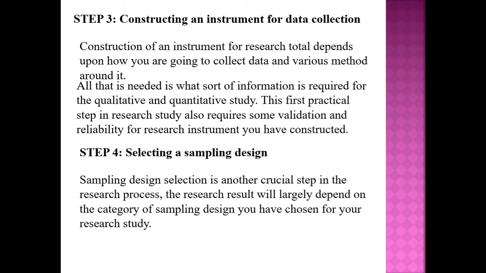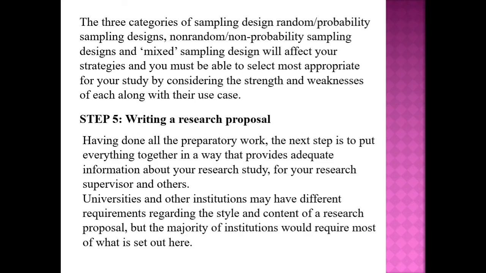The research result will largely depend on the category of sampling design you have chosen for your research study. That is step 4. The 3 categories of sampling design are random or probability sampling design, non-random or non-probability sampling design, and mixed sampling design. They will affect your strategies, and you must be able to select the most appropriate for your study by considering the strength and the weakness of each along with their use case, right? So this is step 4 about the categories in the research design.